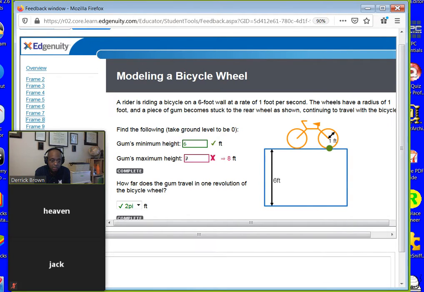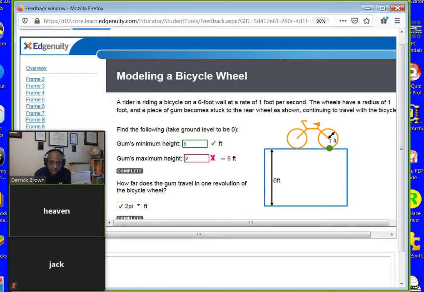Now, the maximum height, trick question. Trick question. All right. The distance from the cursor to the green dot is 1 foot, right? Which defines the radius of this wheel. So visualize with me now. Watch the green dot travel to right here. Now it is at this point 7 feet above the ground. Do you see that?